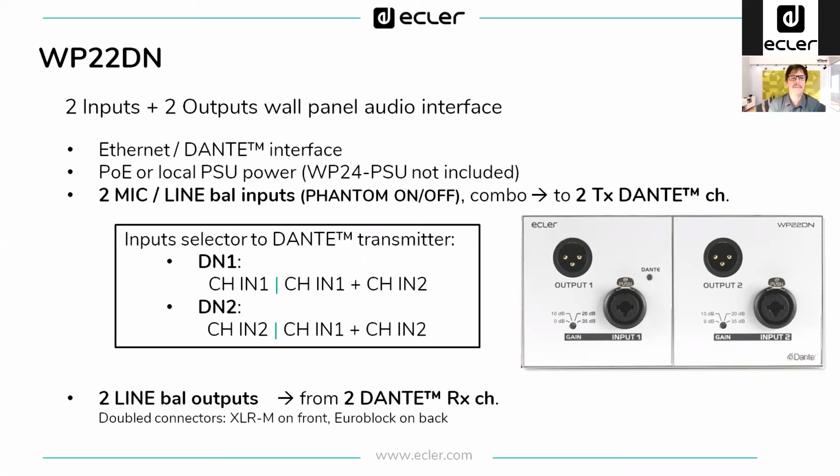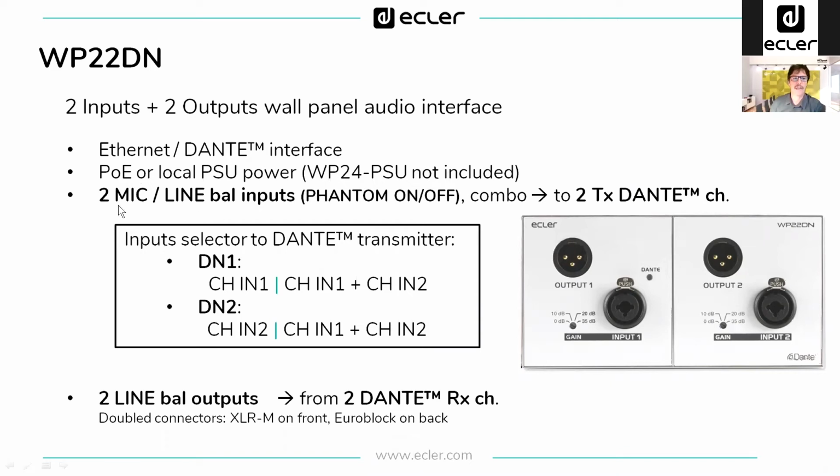It's Ethernet. Okay, we connect to Ethernet. It's a Dante interface, and it also has PoE. Okay, so it can be powered from the switch. This power supply, as it's mainly used with the switch, we don't include in the device. So if you want an external power supply, you need to buy the WP24 PSU.